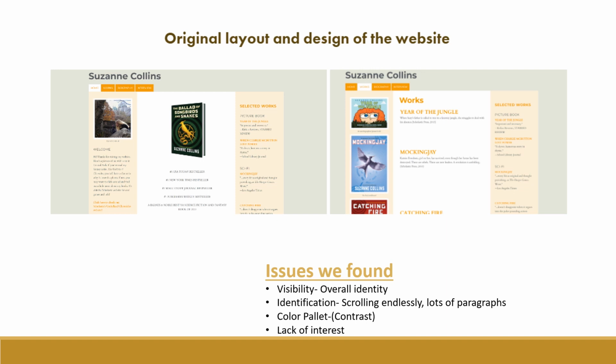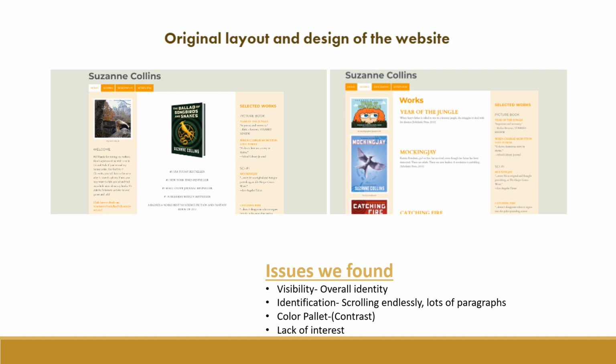What we found across the board was visibility, which is seen throughout the website. As you can see, there is a lack of color, lack of contrast, identification. So the main issue for this one was the scrolling. There were large paragraphs that went all the way down, seamlessly, endlessly, with information that the viewer couldn't digest correctly. So going forward, we wanted to change that up a bit.